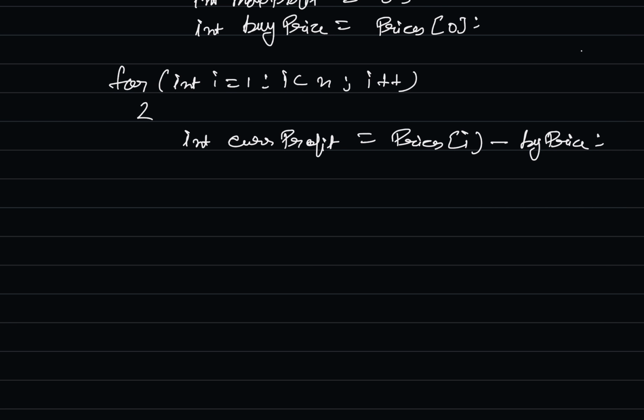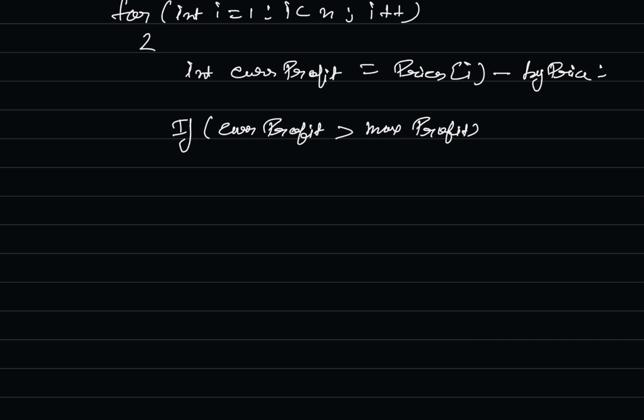Okay, so I calculate the current profit. Now I check that if my current profit is greater than the maximum profit, then in that case you update your maximum profit, because you get the maximum profit now. So in that case you update the maximum profit with the current profit.